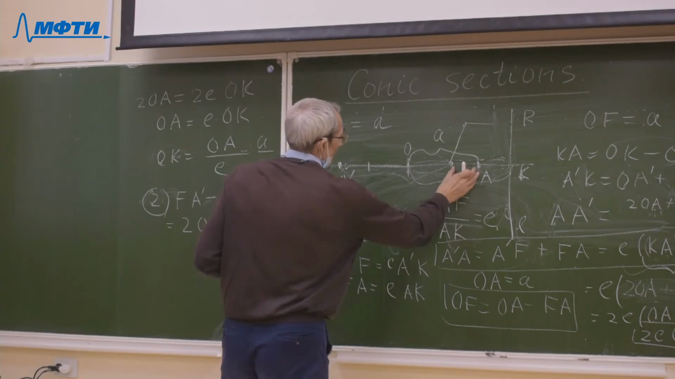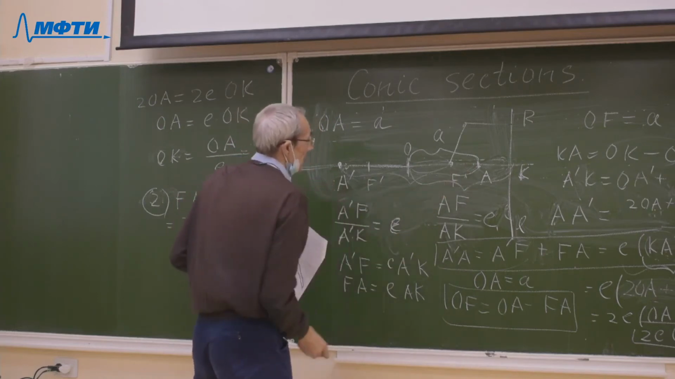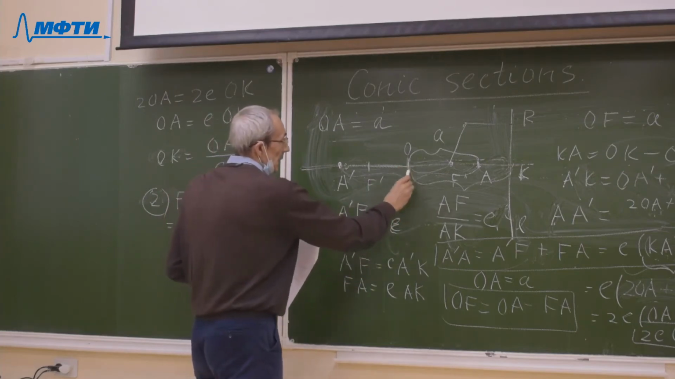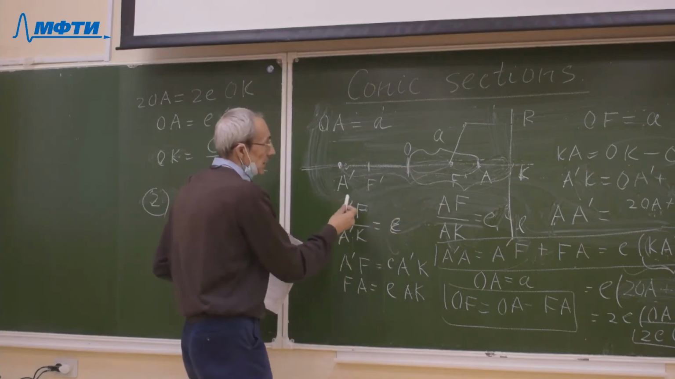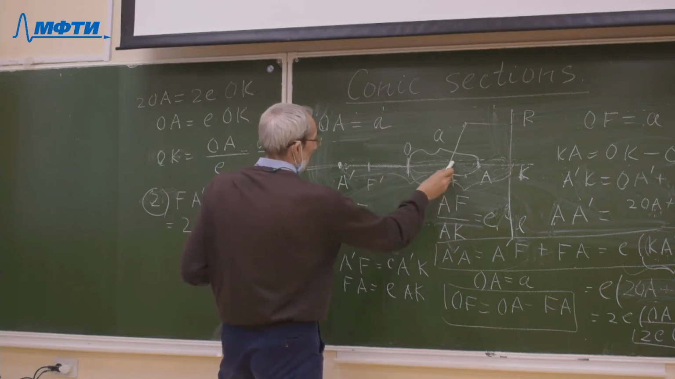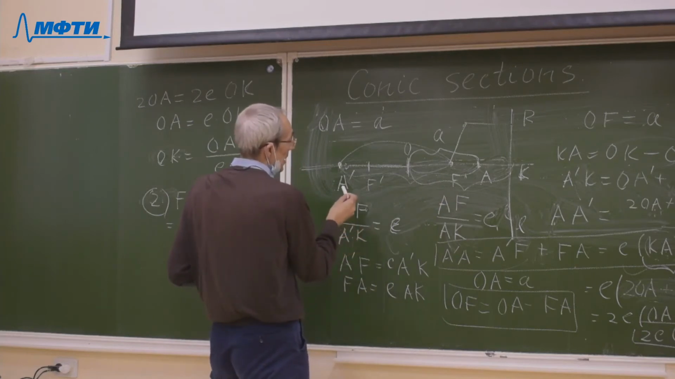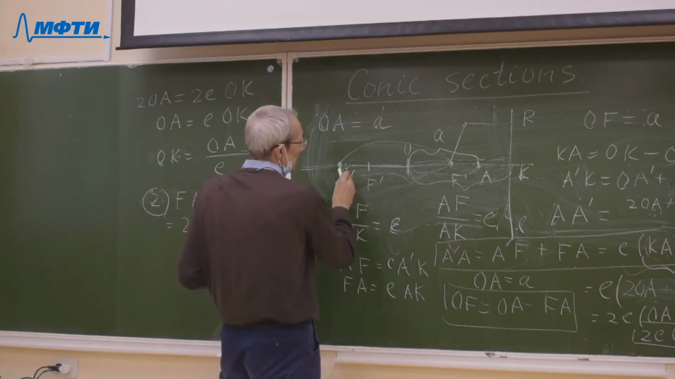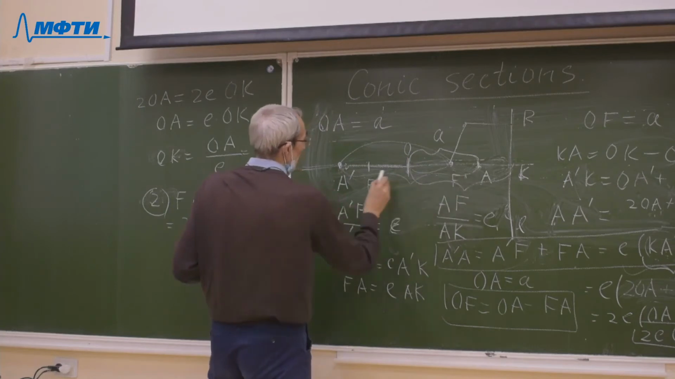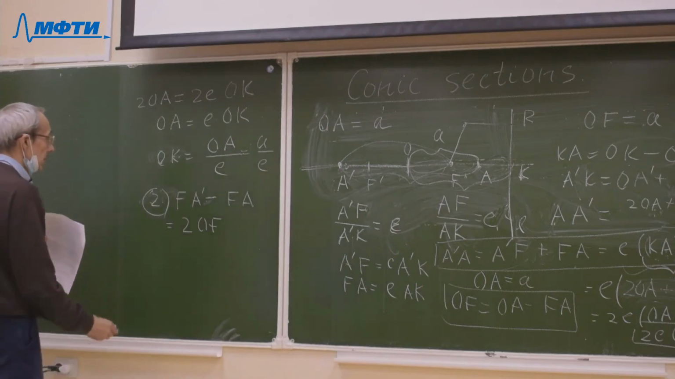If we consider the point F prime, which is symmetric to the F relatively the middle point O, and easy to see that the difference, the distance A prime F minus FA is equal A prime F, and we obtain F prime F is twice OF.